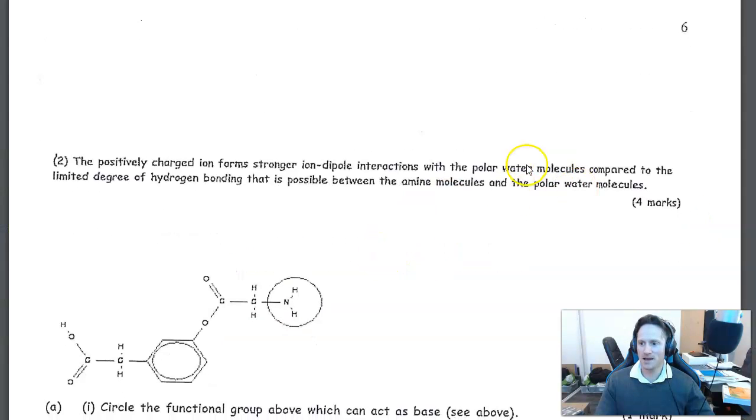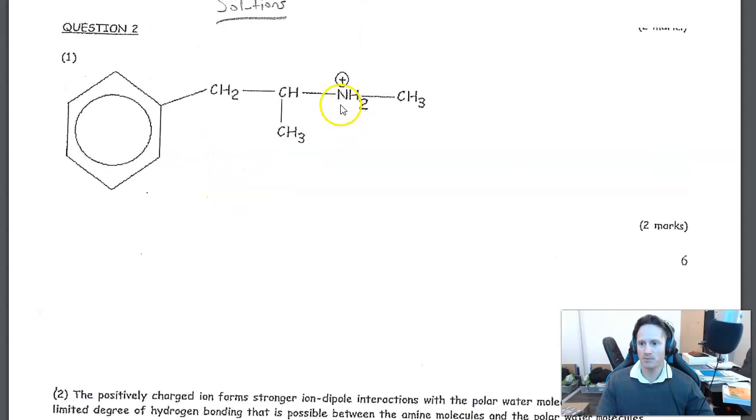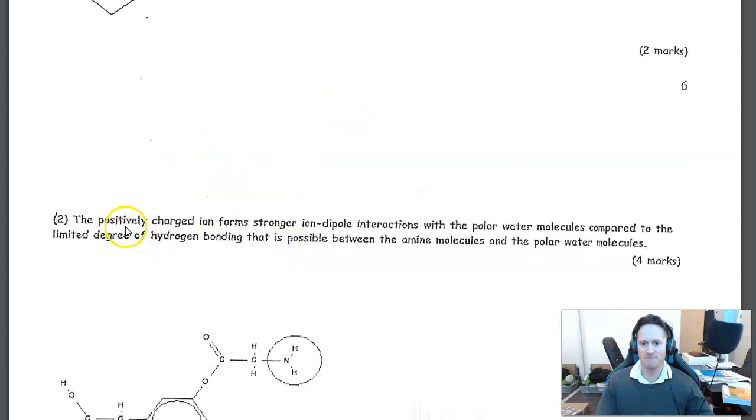So I guess it's kind of hard to get 4 marks from this, I found. 3 marks is probably more suitable, but you need to refer to the aspect of the protonated amine. So the fact that it's positively charged is important. The fact that there's strong ion dipole interactions. So you need to talk about the fact that that's a stronger interaction than hydrogen bonding. You're talking about the fact that it's interacting with polar water molecules.